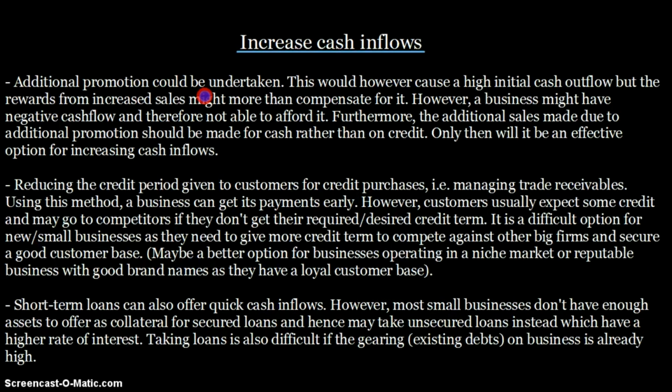So that's one of the methods that you can use for increasing your cash inflows, but that's not much of an effective method, I would say, and you'll understand why as we look at other methods.